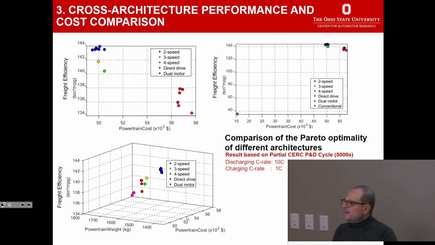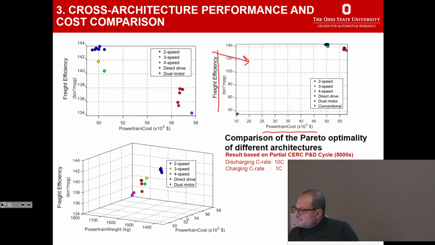So let's compare them. I'll start with this plot right here. This is now a different criterion. We're going to consider cost. By the way, notice that I'm jumping from one Pareto front to another because there are many criteria. Now we're going to take a look at cost, and I am going to look at powertrain cost versus freight efficiency.